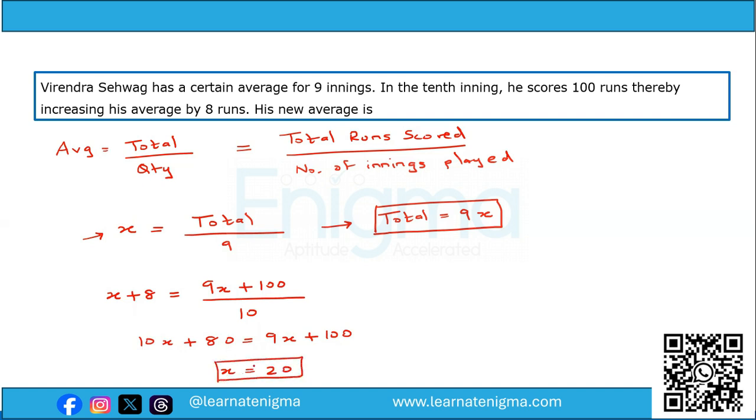Now, this is his initial average after 9 innings. We want the new average. The new average is x plus 8. Therefore, the answer becomes 20 plus 8, that is 28.